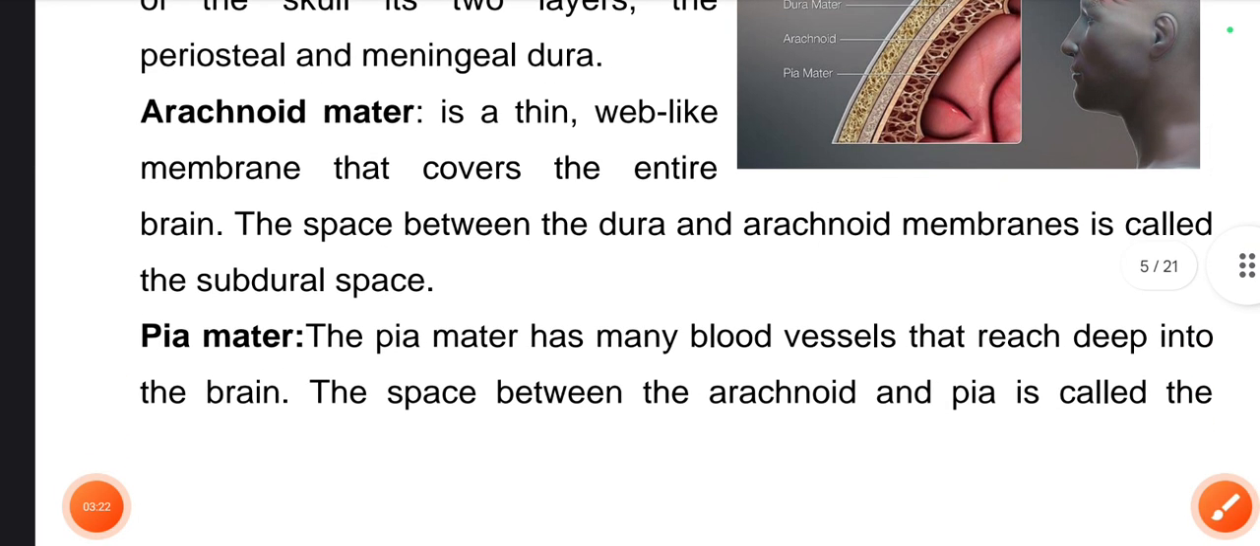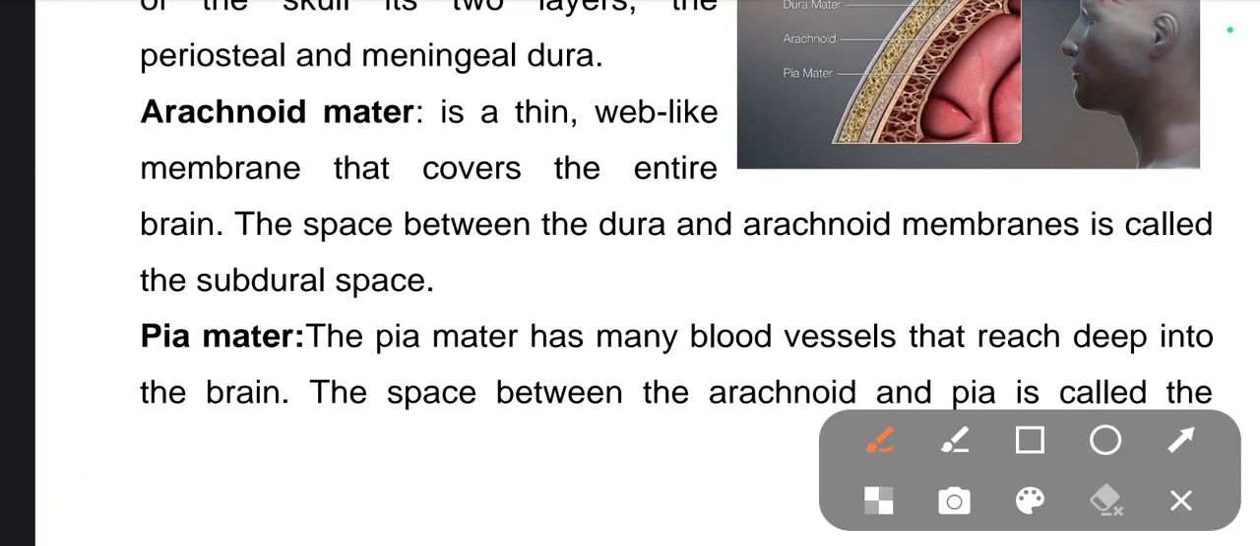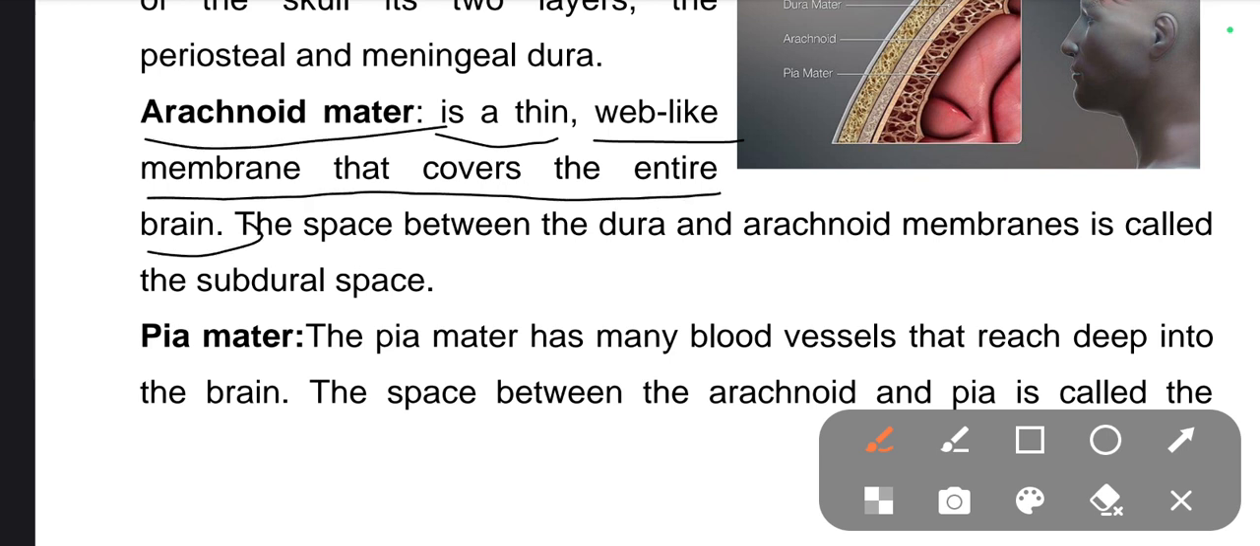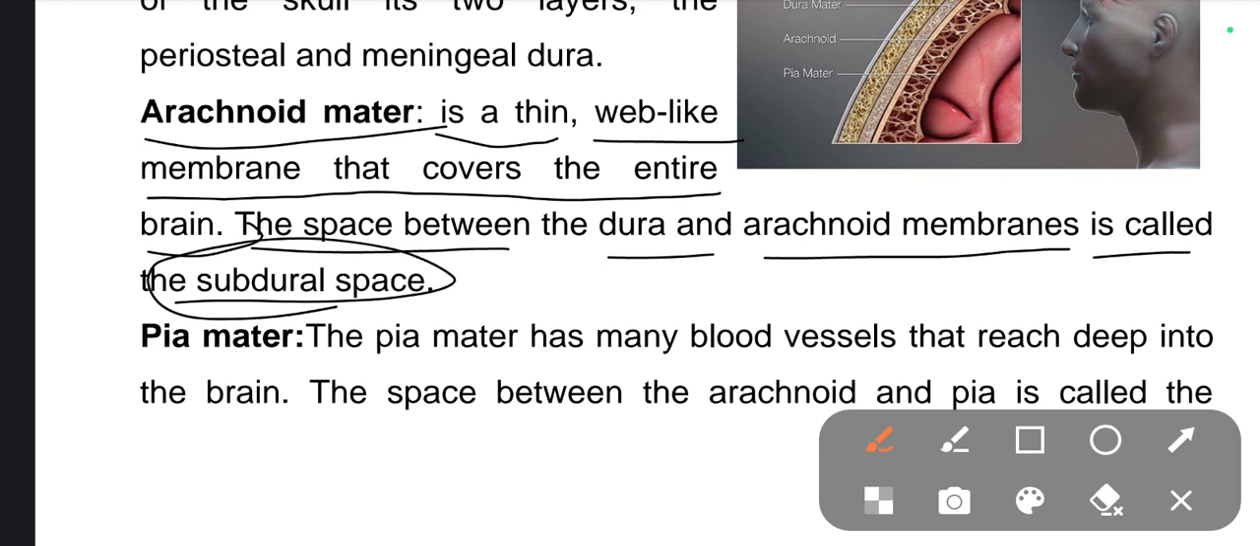The next one is the arachnoid mater. It is a thin, web-like membrane that covers the entire brain. The space between the dura mater and the arachnoid membrane is called the subdural space. So the subdural space lies between the dura mater and the arachnoid mater.